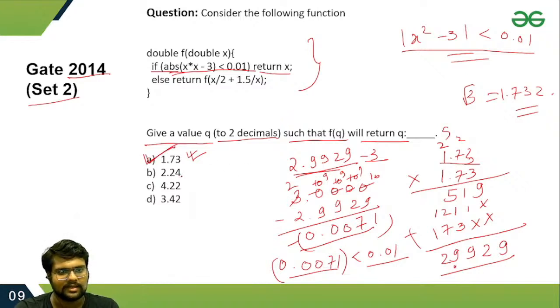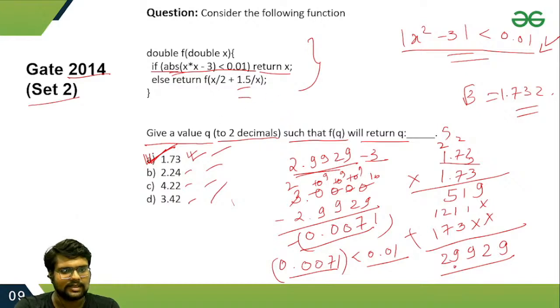And when we test for other options, it will be incorrect, because then the result will not satisfy this condition. Okay. So the correct answer is A. If you have this type of question, you can just check whether this option satisfies the question.